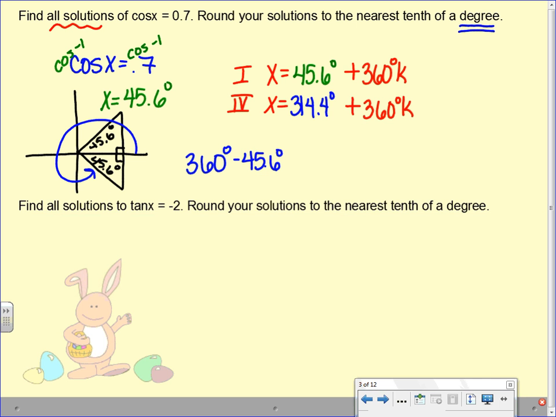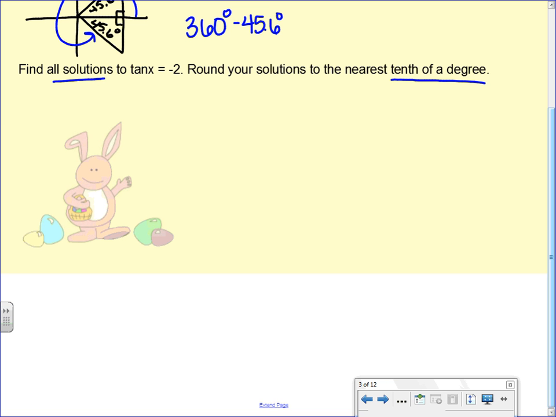All right, let's try this one. Find, again, all solutions. Tangent x equals -2, and we're rounding to the nearest tenth of a degree. Okay. Inverse tangent, or just tangent, I guess, in general. Tangent's going to be negative in which quadrants? 2 and 4. And to each of those, I'm going to add on what once I find those angles? Pi, but if it's in degrees, 180. Okay.